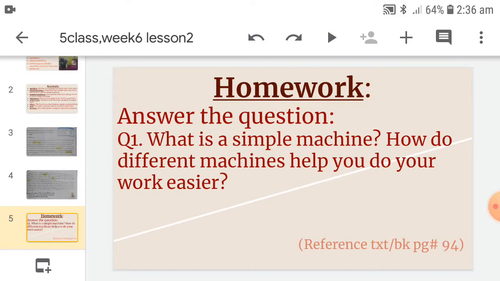Homework. Prepare a page with homework date and day, write down the topic and underline it. Now the question is, what is a simple machine? How do different machines help you do your work easier? For the answer, you can take reference from textbook page number 94.